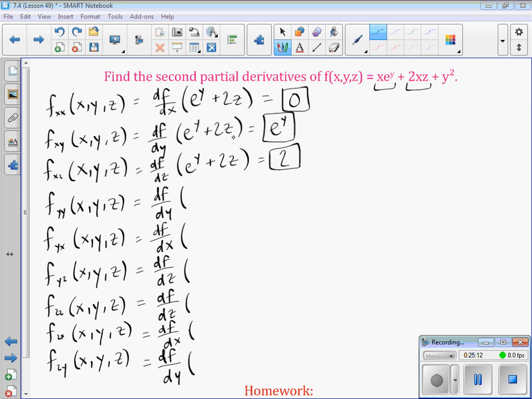Okay, now this one changes. We're doing with respect to y first. So with respect to y, the x is constant, and e to the y is e to the y. So that's my first piece here. The derivative of 2xz is going to be 0, because there's no y there. And the derivative of y squared is 2y. So that's going to be the same for these next three that we have written.